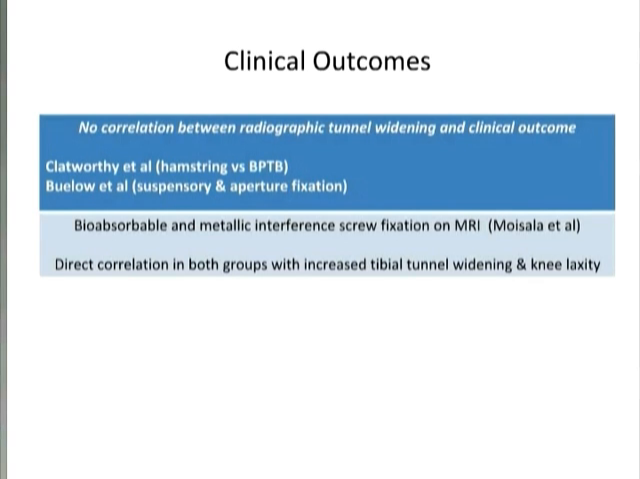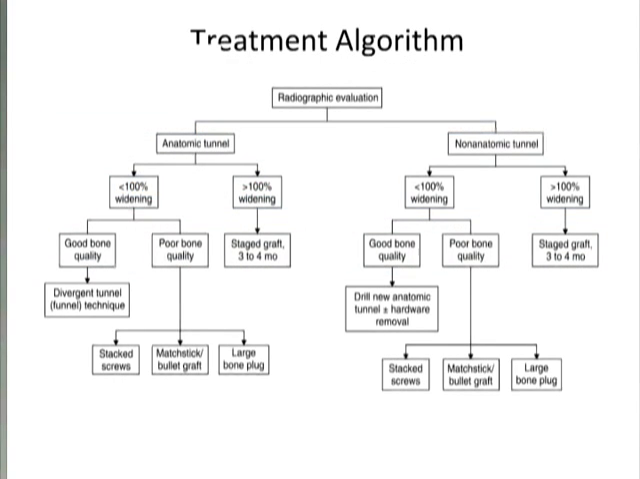This is a treatment algorithm that they suggest to use for revision ACL reconstruction with tunnel widening. And on your radiographs, you have to split the groups into 2, whether the tunnel is currently anatomic or whether it's not anatomic. And you've got to assess the percentage widening and the bone quality.